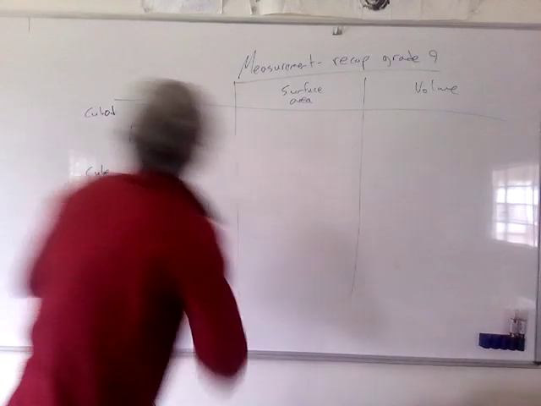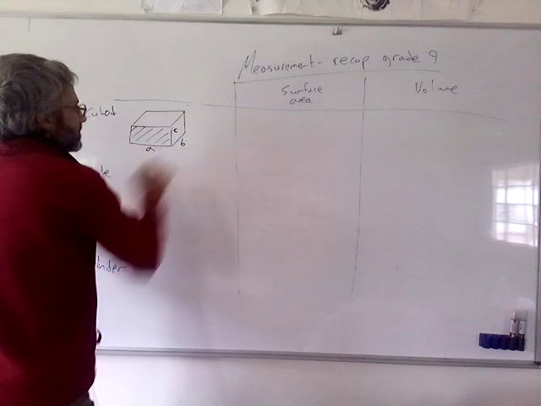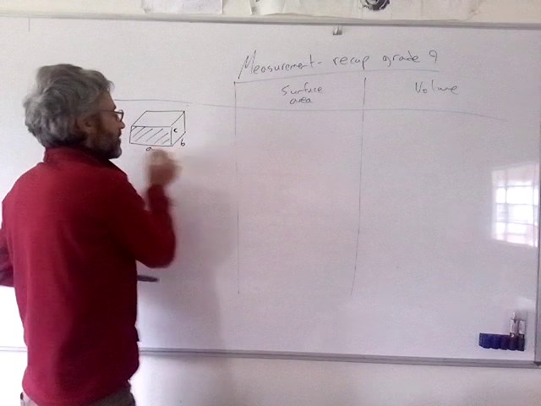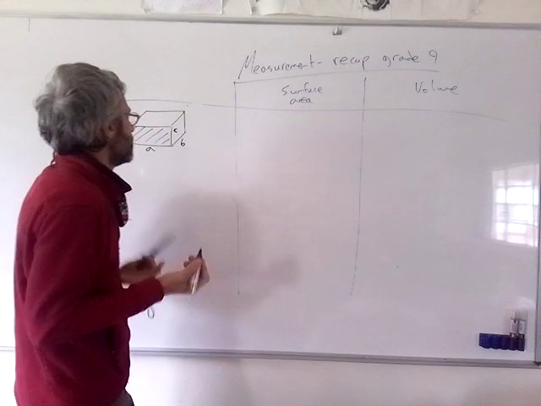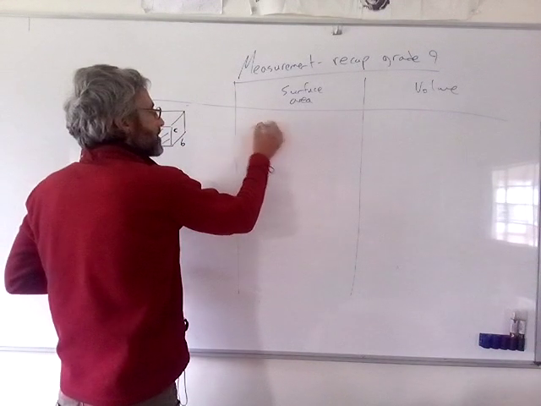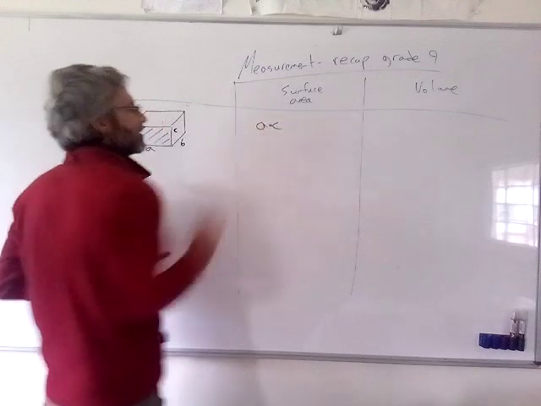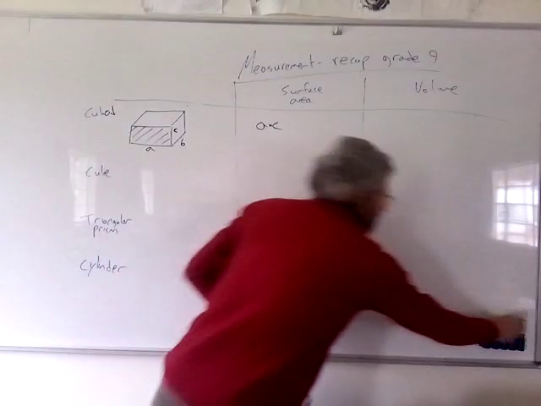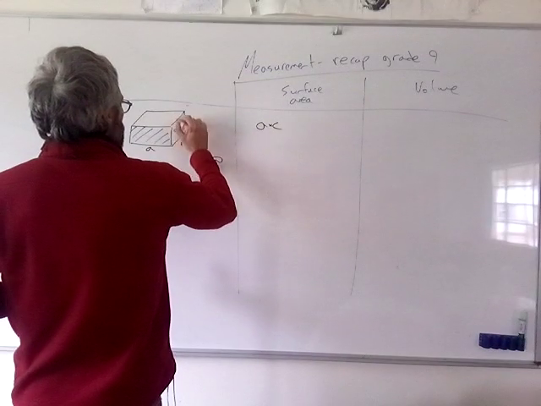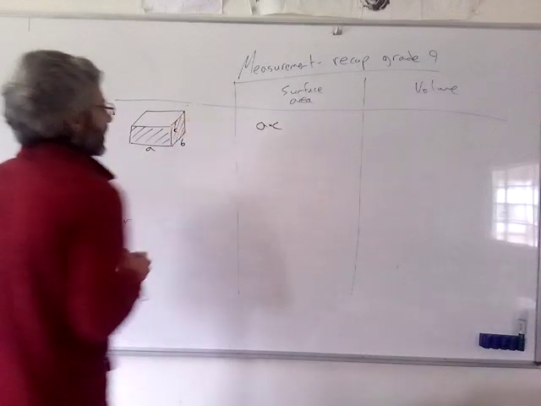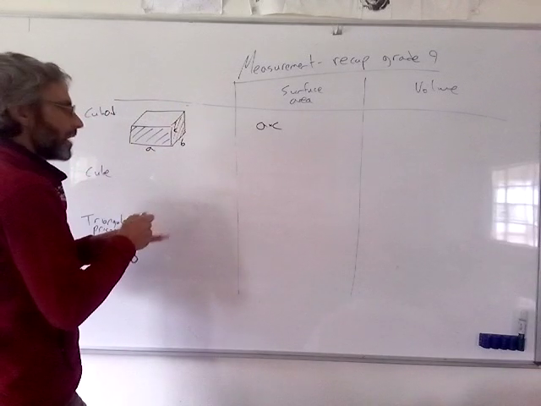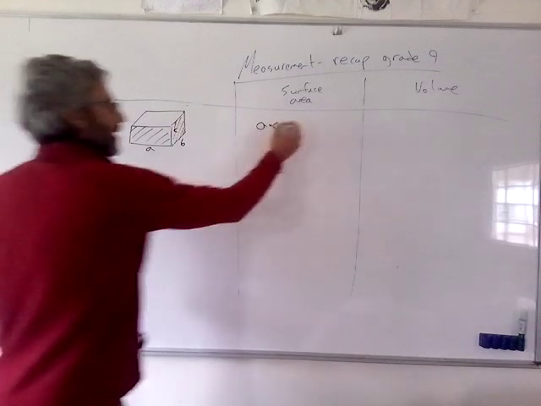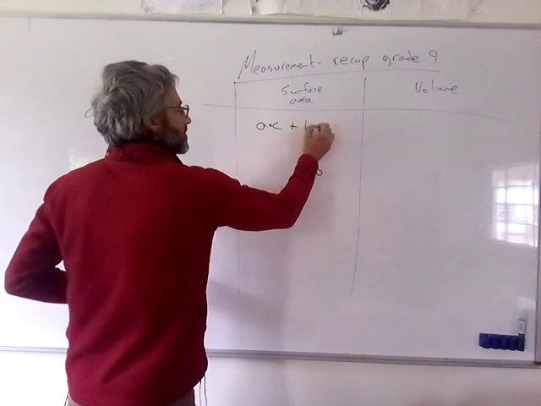What is the surface area? Well, it's the area of this front side. How do you calculate the area of a rectangle? It's A times C. Now let's use another color: the area of this little rectangle on the right. What's the area of this rectangle? That's going to be B times C.